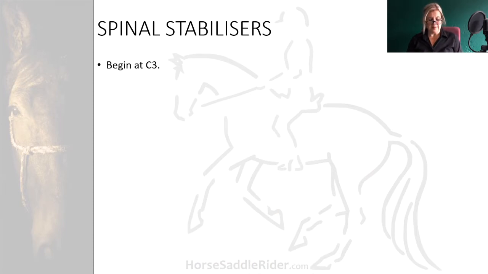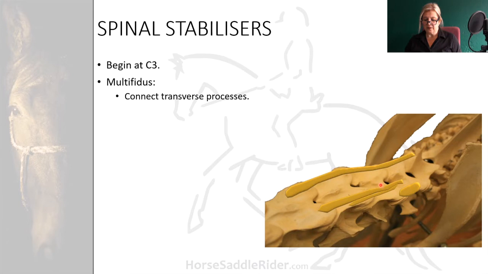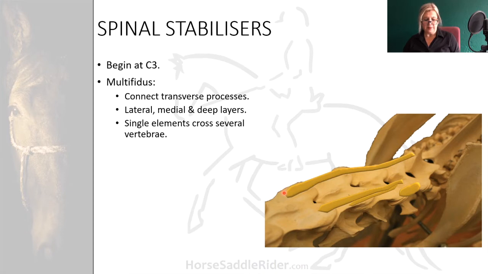The spinal stabilizers begin at C3 with multifidus, and it connects the transverse processes and has three elements: lateral, medial and deep. Deep crosses one pair of facet joints, medial crosses 3 joints, and lateral crosses 4 joints. And they cross single elements incrementally so that a segmental overlapping occurs.